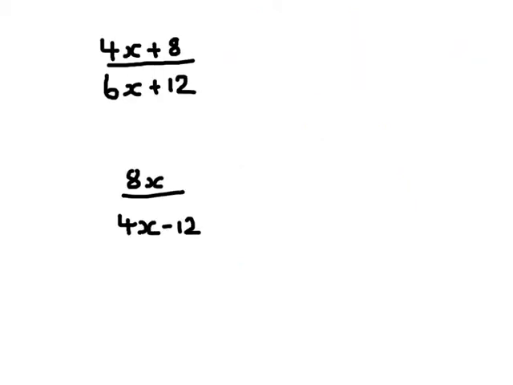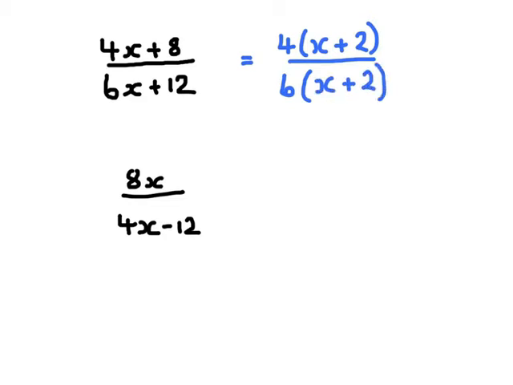Okay, a few more. Take out the common factor, and we need to take out as much as we possibly can. So while 2 goes into the top bit of this, 4 is the biggest number, and that's the one we're going to take here. So 4 lots of x plus 2. And on the bottom, 6 is the biggest number that goes into both of those. So that'd be 6 lots of x plus 2.